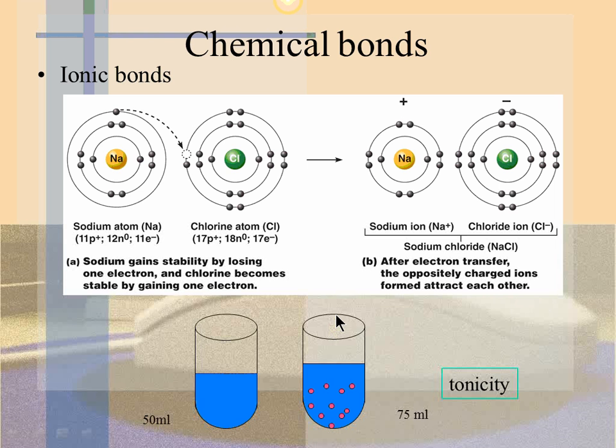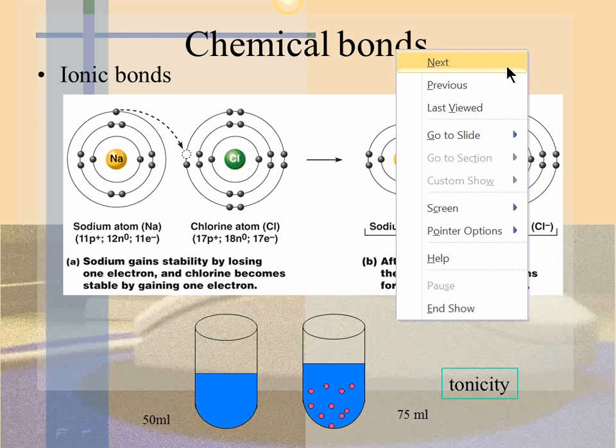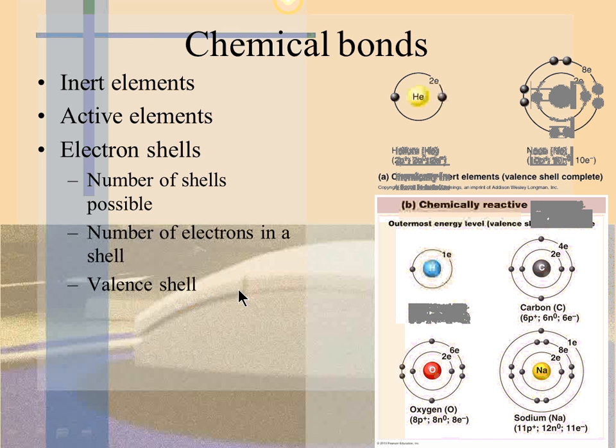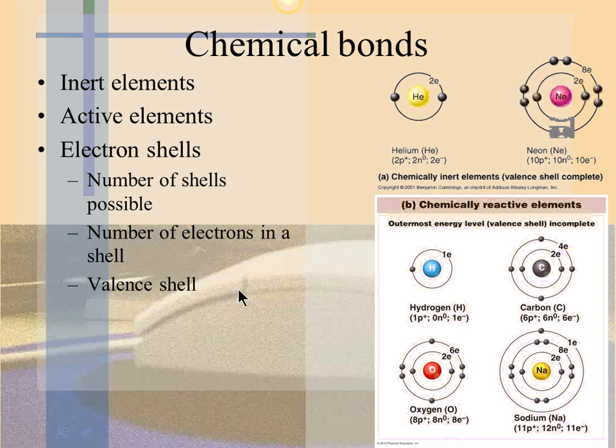So let's now look at the types of bonds that are happening. As I said, we can either give away or share. In the third shell you can have a maximum of 18. But in order to become stable, only 8 are allowed to interact. So if you have 18, you have to give away 10. You see that? Okay.